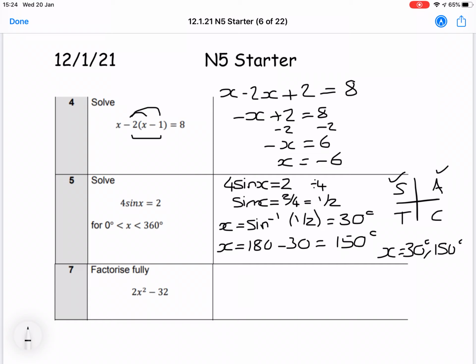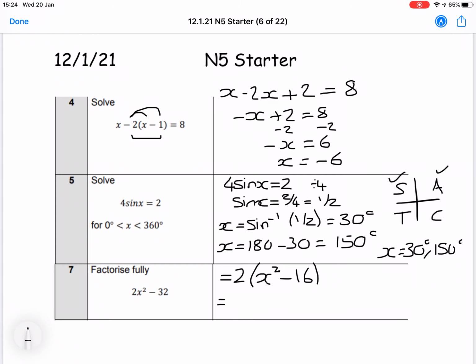For question 7, we are factorising fully the expression 2x squared minus 32. So the first thing we look for with any factorising is a common factor. So here, these both divide by 2. So we would take 2 out as a common factor, and then inside the bracket we would have x squared minus 16.